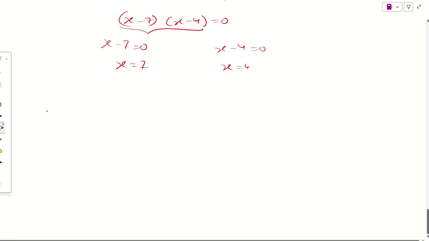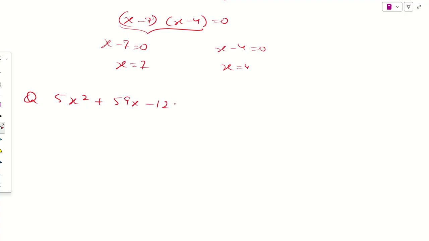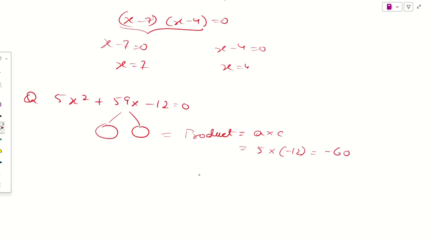Okay, so can you solve this equation by the same method? What do we know? We know that the middle term B breaks into two parts, and the product of those two parts will be A into C. Here A is 5 and C is minus 12, so from here you get minus 60.